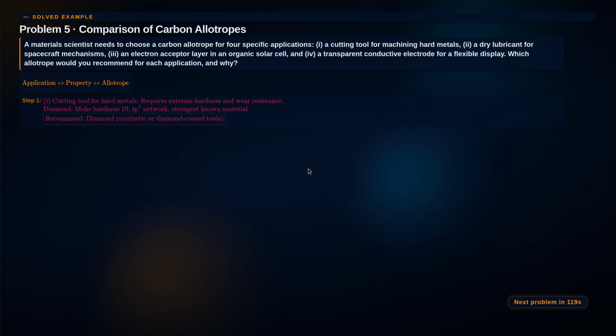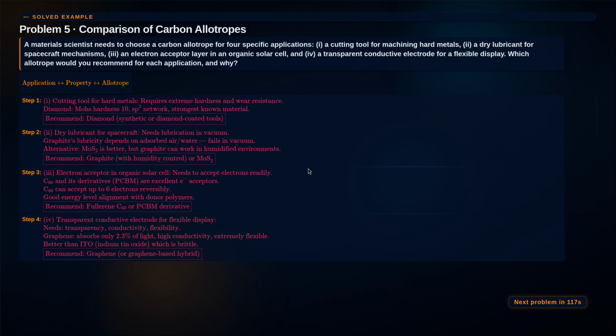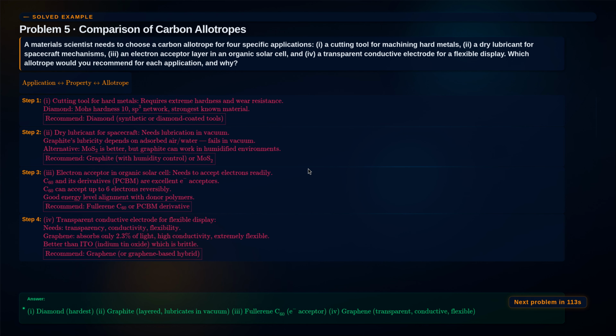Problem 5. Choose a carbon allotrope for 4 applications: a cutting tool for hard metals, a dry lubricant for spacecraft, an electron acceptor in a solar cell, a transparent conductive electrode for a flexible display. Follow the reasoning for each.